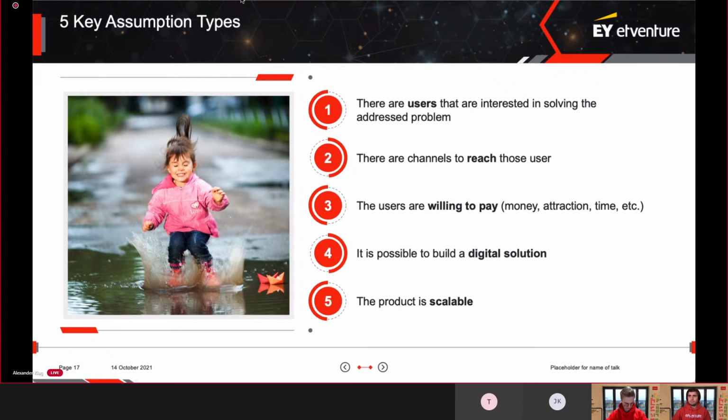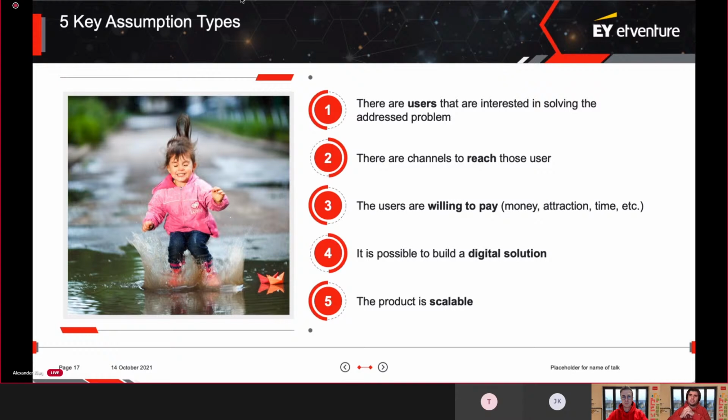What does that mean for us? We have 5 key assumption types. So the first assumption type is that there are users that are interested in solving the addressed problem. Second, there are channels to reach those users. Third, the users are willing to pay money, attention, time, etc.